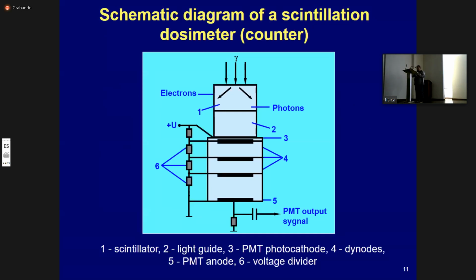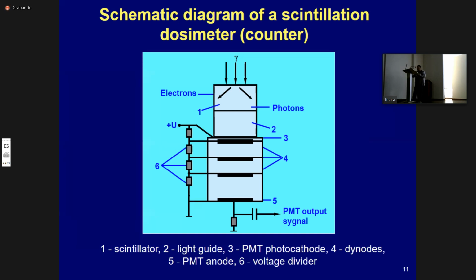A scintillation dosimeter or counter consists of a detector that emits photons of visible light under the action of radiation, a photoelectric multiplier that converts the light signals into electric ones, electronic recording devices, etc. The schematic diagram of the scintillation dosimeter is shown in this slide.